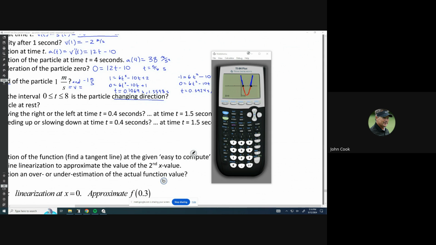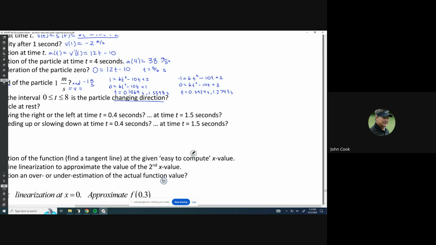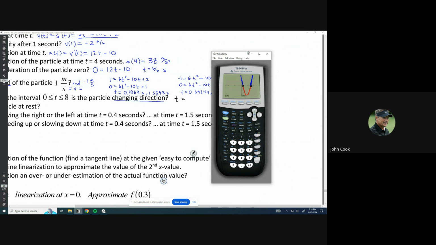So again, I'm just going to use my calculator and find those. I'm looking for the zeros. So from my graph, let's find them. So graphing calculator, here we go.